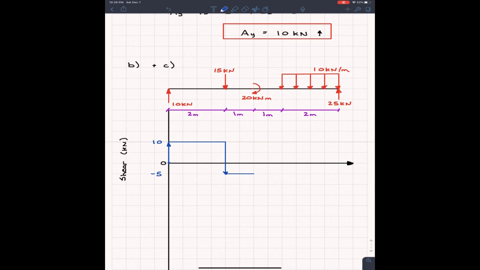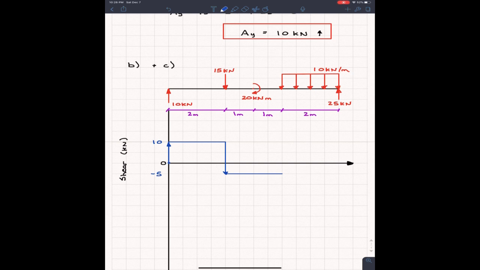And one thing that you guys will have to realize, and this will maybe get some of you, is this concentrated moment, well, it's a moment. It's not going to do anything to the shear. It's just a moment. So our shear is going to have no effect, and it's just going to keep going across the beam like this. So it's going to stay at -5, even past that concentrated moment.